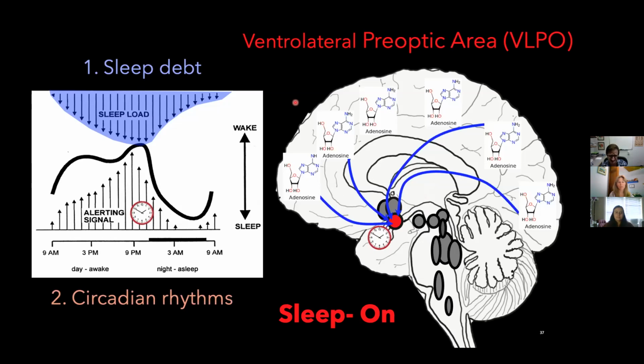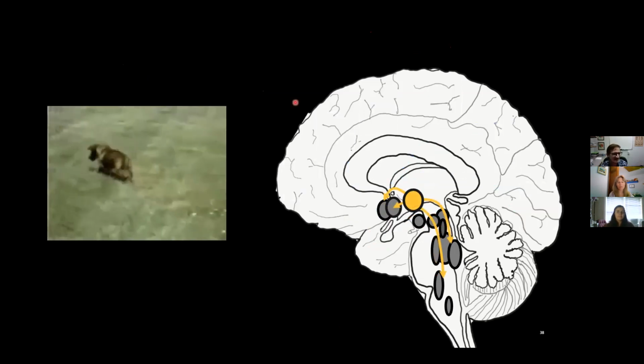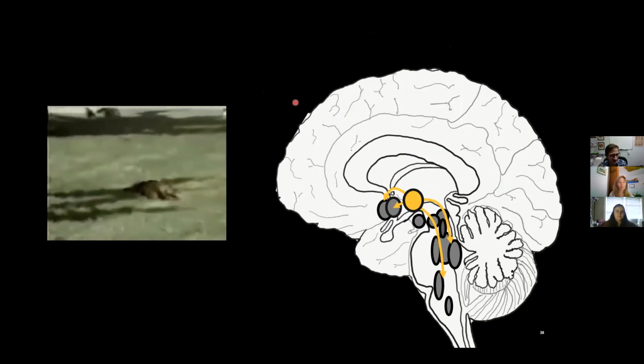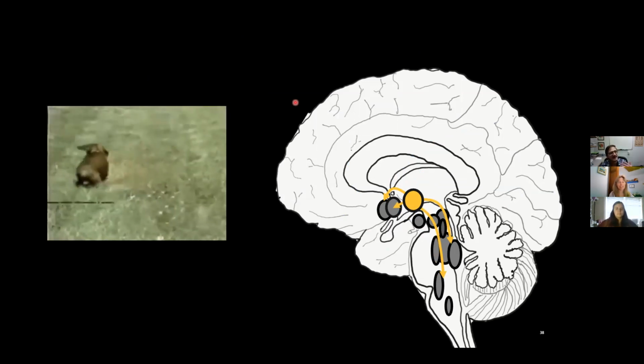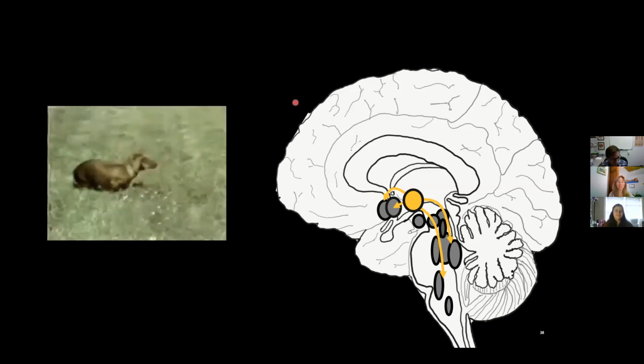But it doesn't only take its commands from adenosine, it also takes commands from the circadian rhythms of the body. So the sleep on center turns off all of the reticular activating system, and that is going to cause you to go to sleep. Here is a little doggy, and you can see this little doggy has a condition called narcolepsy, where sleep intrudes on wakefulness.